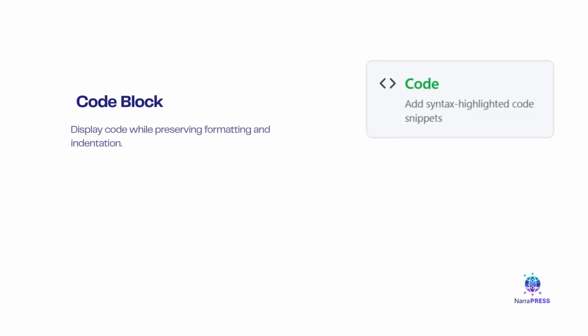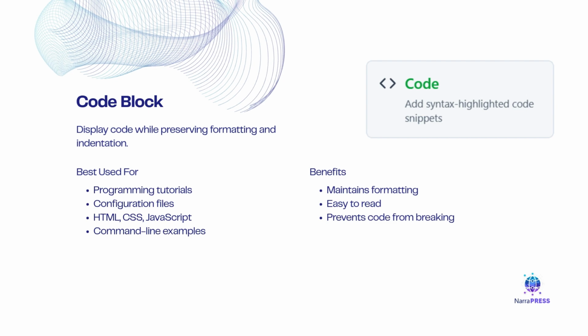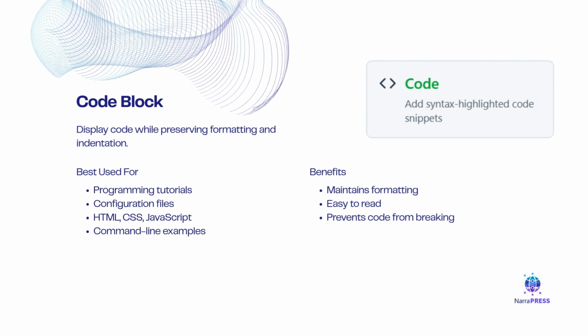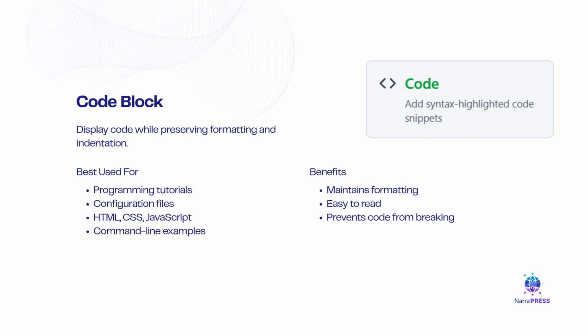Code block. The code block is intended for technical content. If you're writing programming tutorials or sharing configuration files, this block preserves formatting and makes code much easier to read. Unlike a normal paragraph, code blocks maintain spacing, indentation, and formatting. Even if your business doesn't publish technical articles, it's useful to know this block exists for future use.